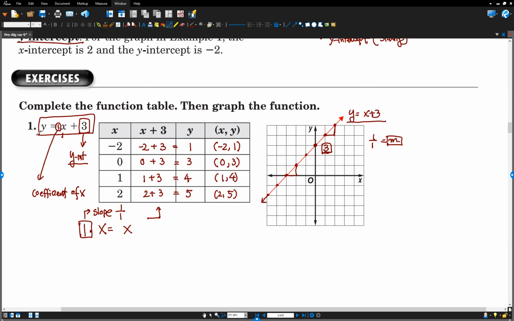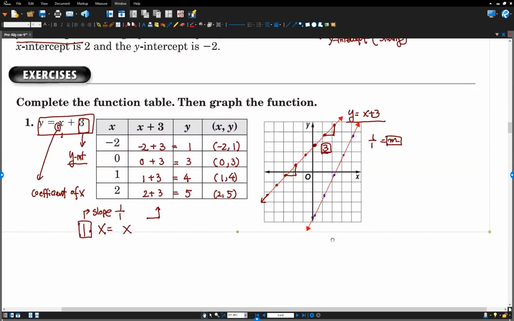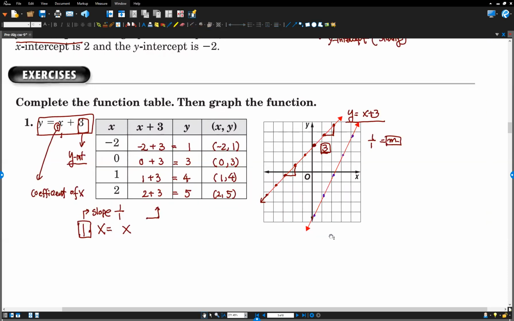For example, we're going to do this one again. I have a graph here. I'm going to use a different color. The graph looks like this, going down here and up here. Okay, that's the graph.